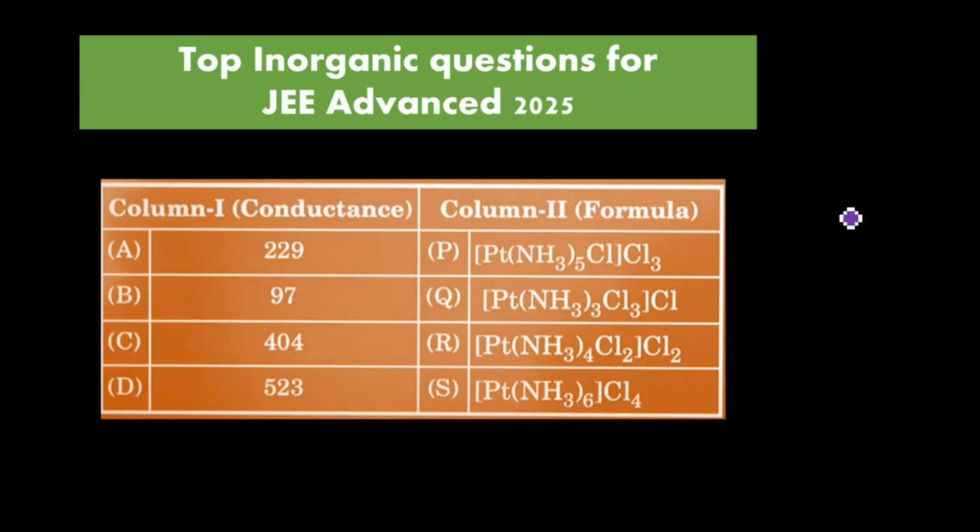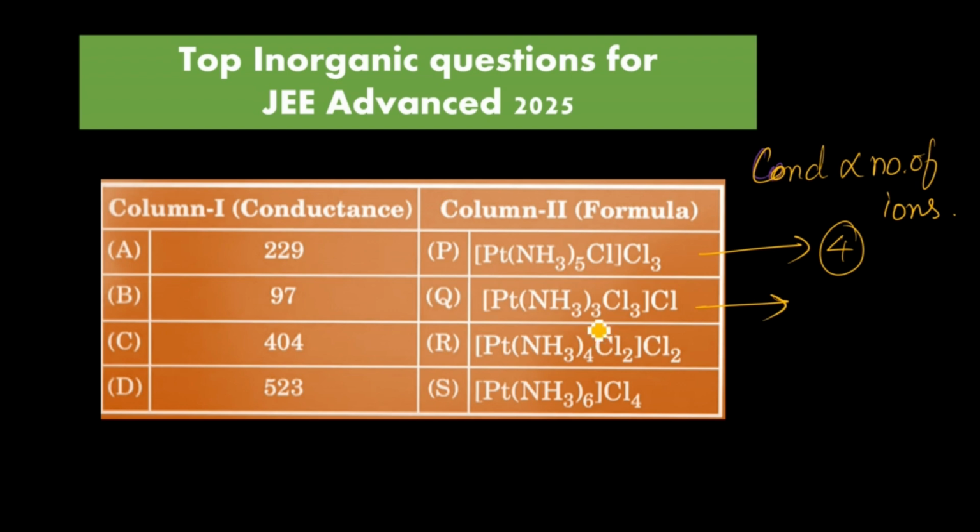So conductance is related to number of ions, right? The conductance is directly proportional to the number of ions. Correct? So here how many ions are there? And as a basic concept of coordination complexes, the ions inside the coordination sphere will not dissociate in aqueous solution, right? So apart from that, 1 in the sphere and 3 outside, so total 4. And here 1 in the sphere, 1 outside, total 2. 1 in the sphere, 2 outside, total 3. 1 in the sphere, 4 outside, total 5.